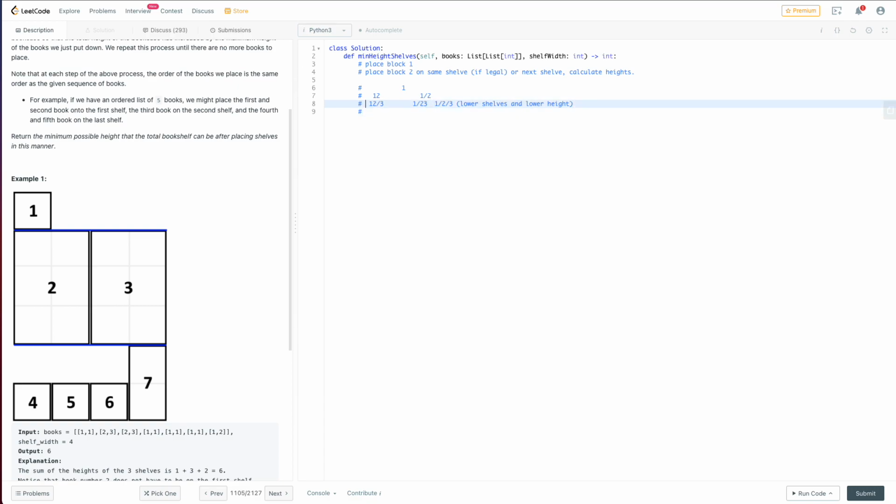So here, then I end up with a height of, whatever. This is a height of 1, 4, 5. And this has a height of 3 plus 6. So this has a higher height, but then I guess shelves don't matter, right? It's the height.